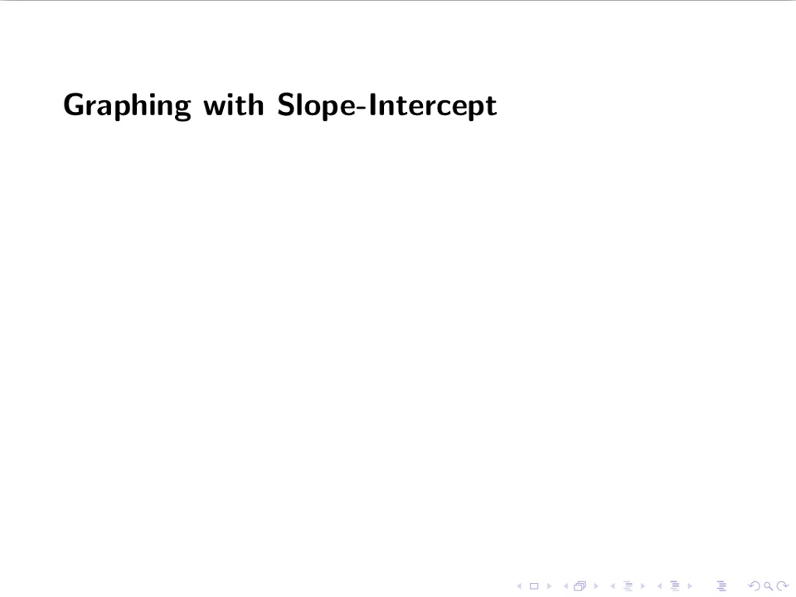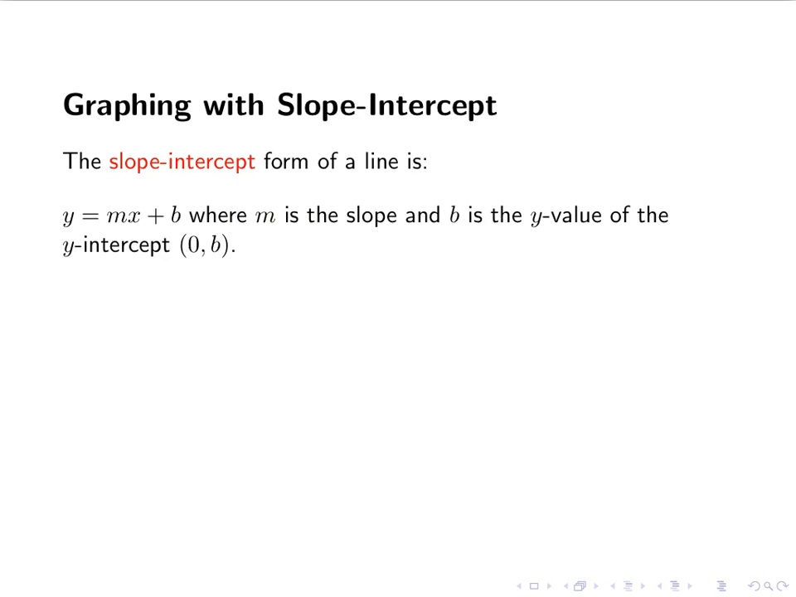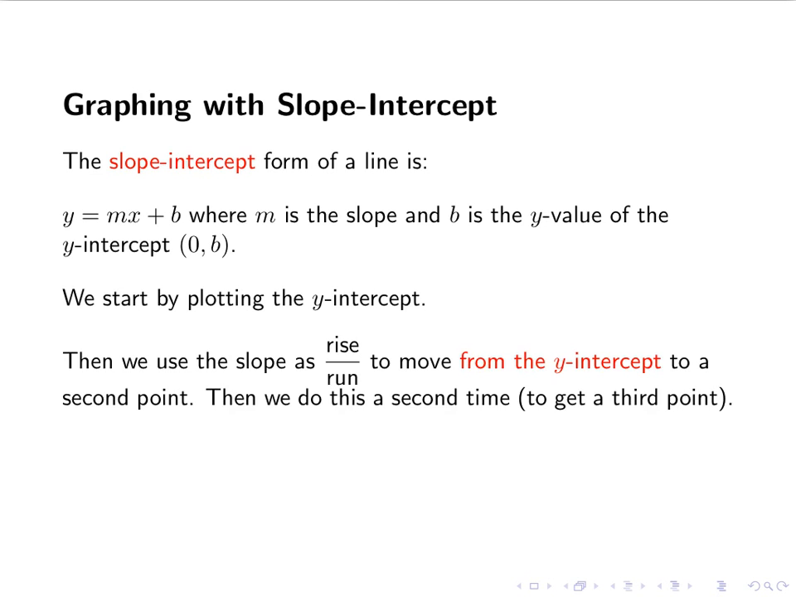Hello everyone, today we're going to look at graphing with slope-intercept. The slope-intercept form of a line is the following: y equals mx plus b, where m is the slope and b is the y value of the y-intercept, which is (0, b). So we're going to start by plotting the y-intercept.